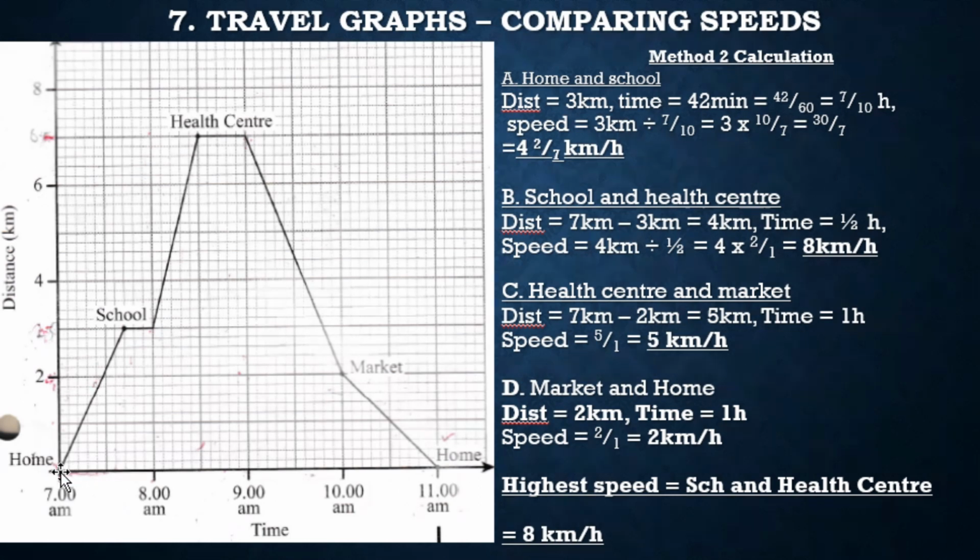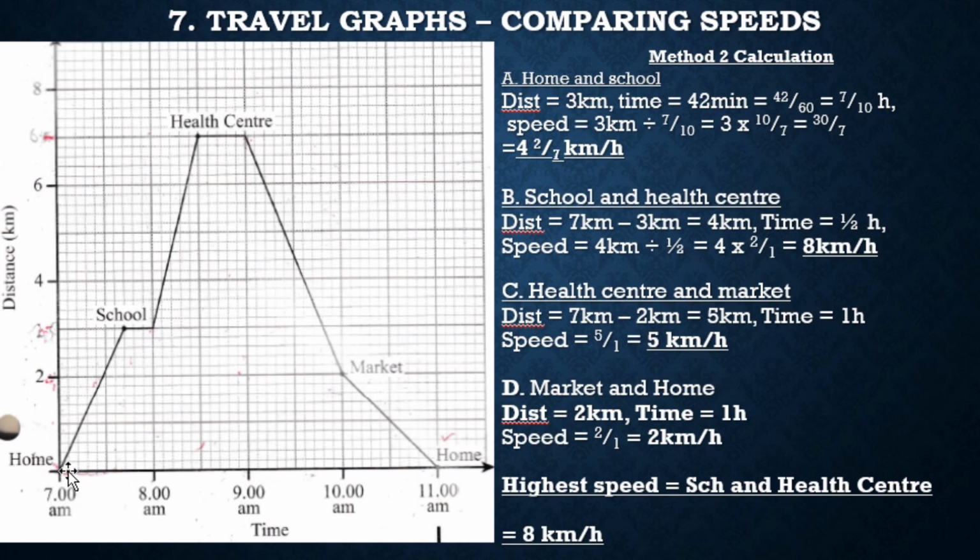So we start from home to school. The distance is between 2 and 4, which is 3 kilometers. Then the time: you can see from 7 to this here, that is 30 minutes, then up to 8, that's an hour. And this hour is within 10 boxes. So the 10 small squares represent an hour, which is 60 minutes. You divide 60 by 10 to get one small square represents 6 minutes.